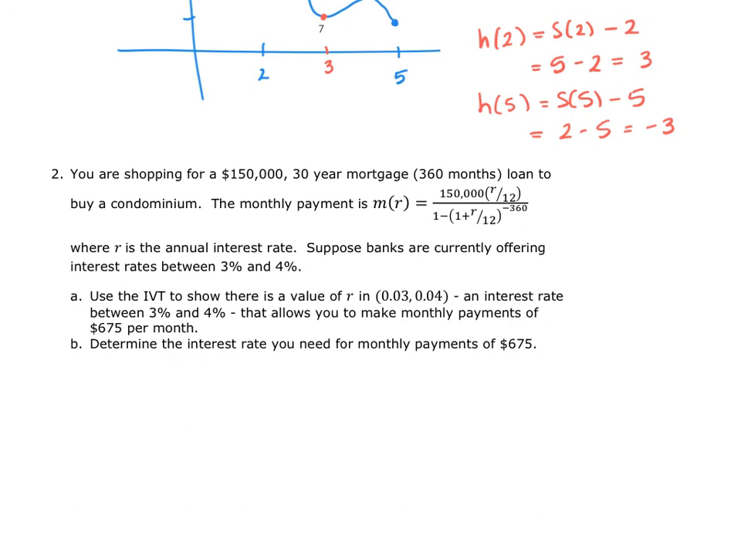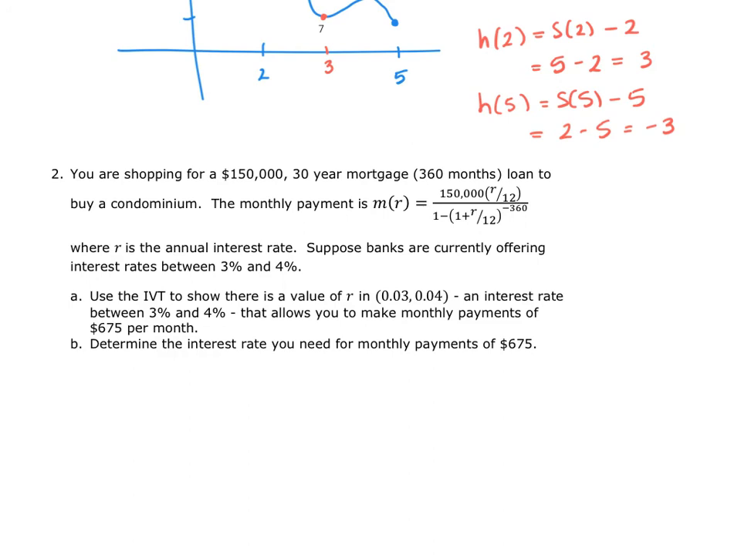So you're shopping for a $150,000 30-year mortgage loan to buy a condominium. The payment M of R is defined here. R is the annual interest rate. Suppose banks are currently offering annual interest rates between 3 and 4%. Use the intermediate value theorem to show there is a value of R between 3 and 4% that allows you to make monthly payments of $675.